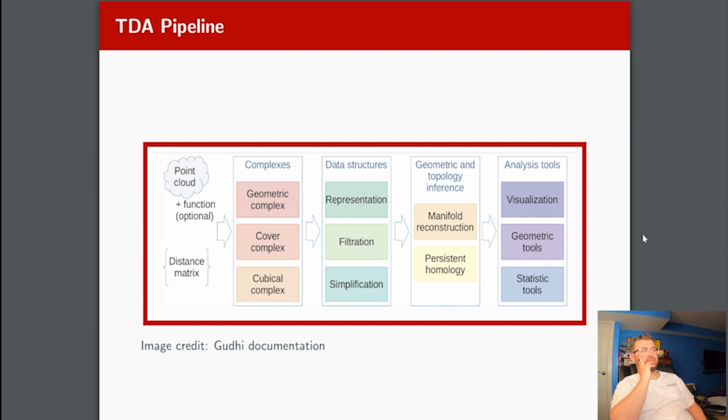Once we have this filtration, which I'll explain exactly what it means, we can look at something called the persistent homology, or the reconstruction of this manifold. Once again, this choice is pretty heuristic depending on the type of data. In our case, we used persistent homology, which we'll see is a great tool. Then there are all these different ways to analyze this. We can visualize it, look at more geometric stuff, or look at more statistical stuff. In our case, we mostly just look at the visualization of the persistent homology.